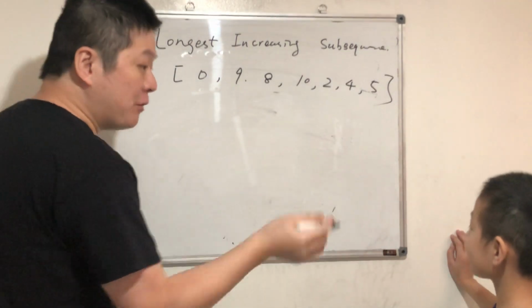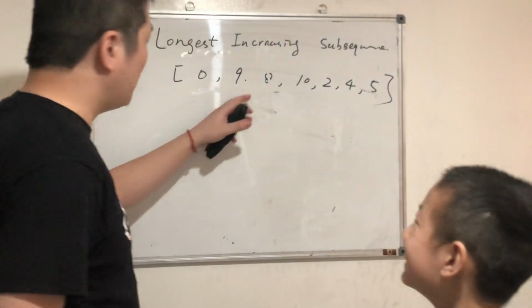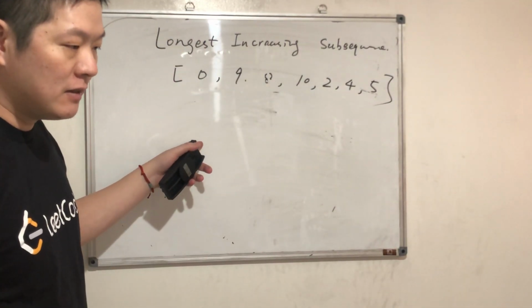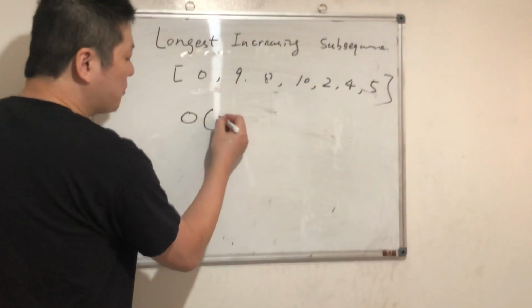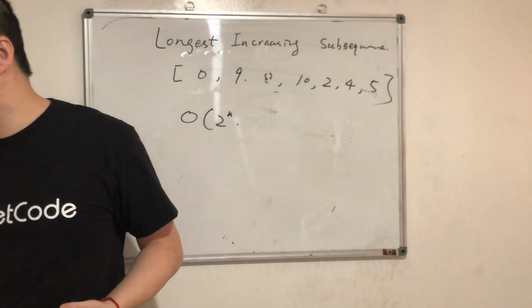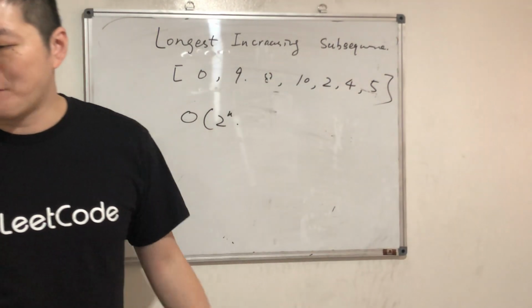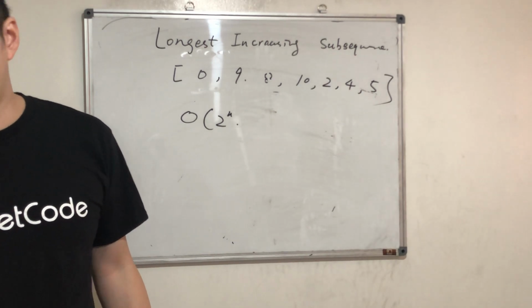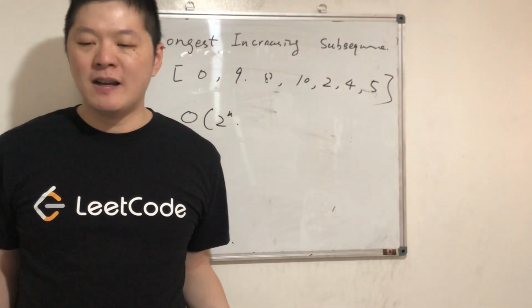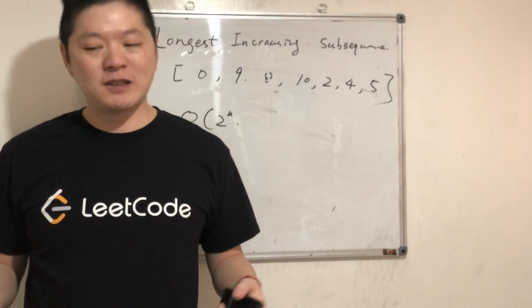Okay, so the brute forcing complexity is O(2 to the power n). And what's the complexity if we are given a subsequence and want to check if it's strictly increasing? Given a subsequence like 1, 2, 3, what's the time complexity to check that it is strictly increasing?